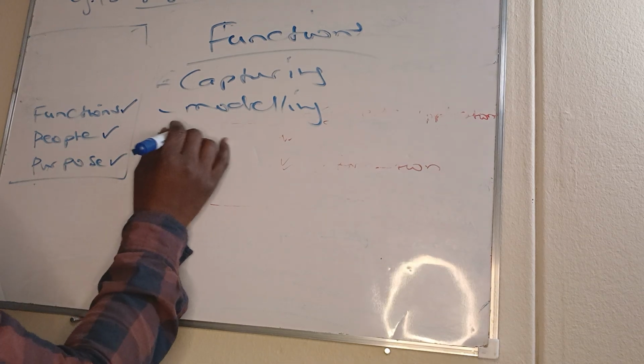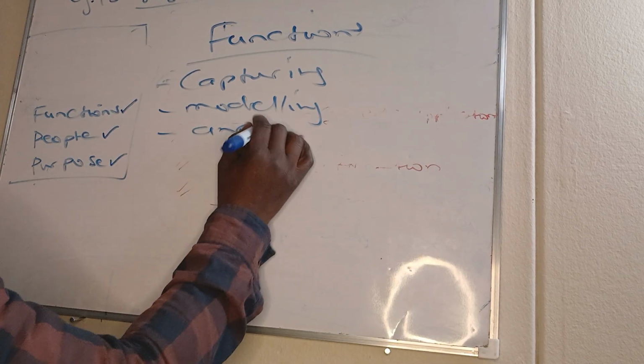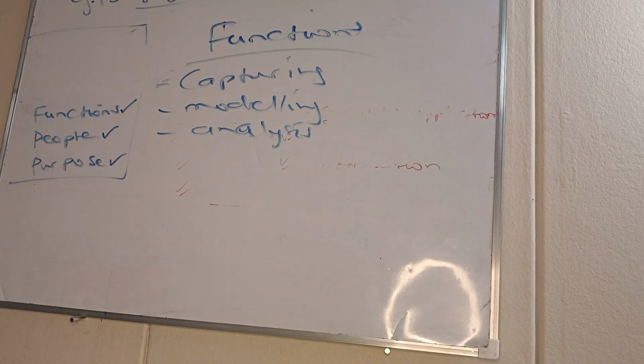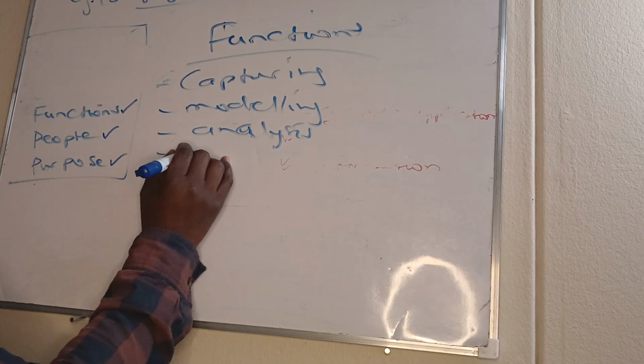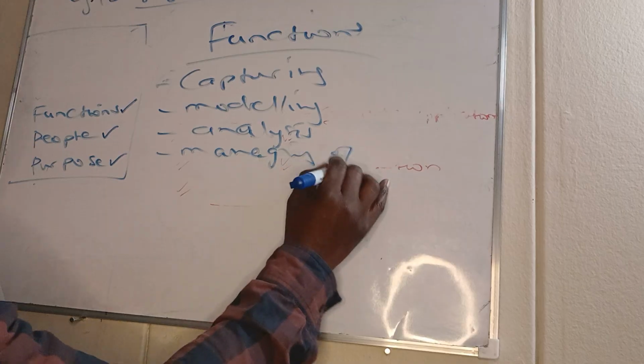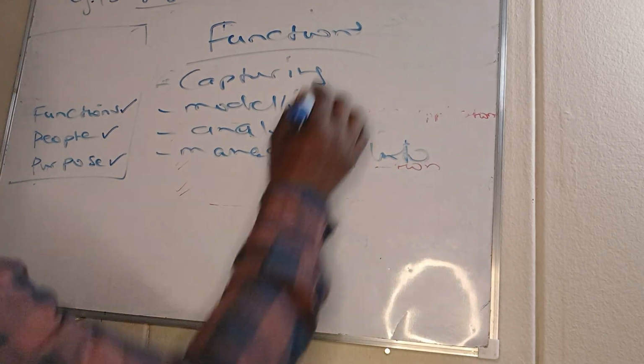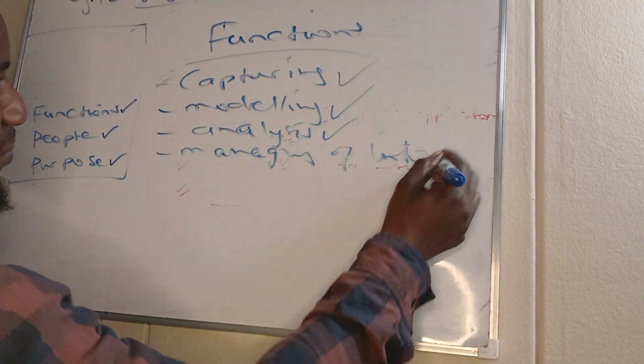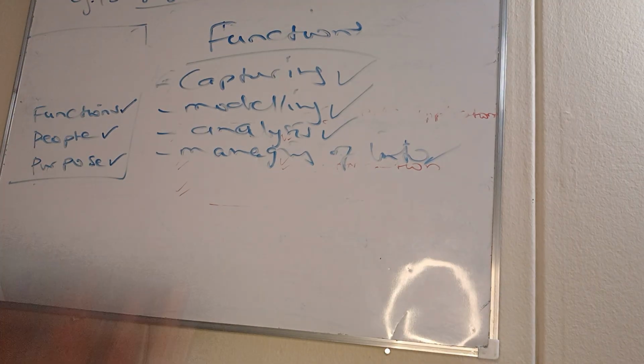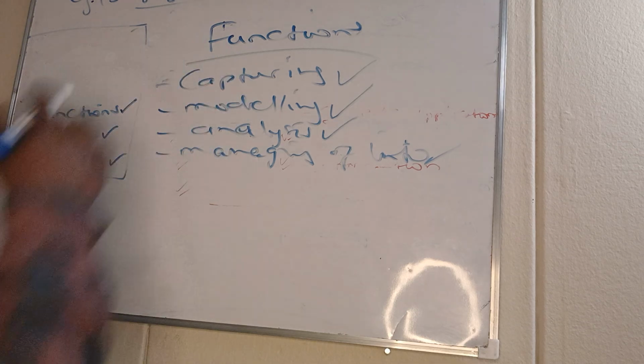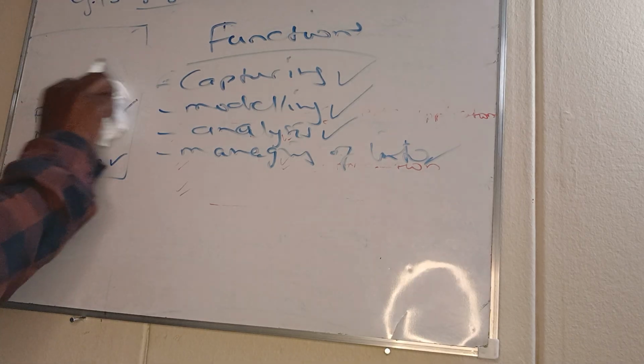There is analysis that takes place as far as information is concerned. There is also managing of information that takes place. So there's capturing, there's modeling, there's analysis, then there's manipulation of information. So these are the different functions of GIS that we have: capturing, manipulating data, managing, analyzing, modeling, and also display of that information. That is part of the function of our GIS.